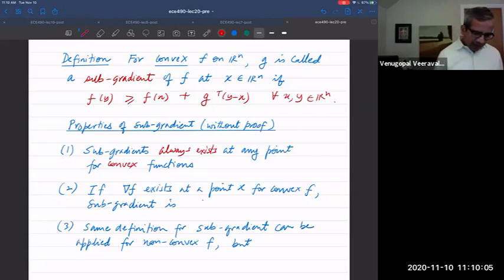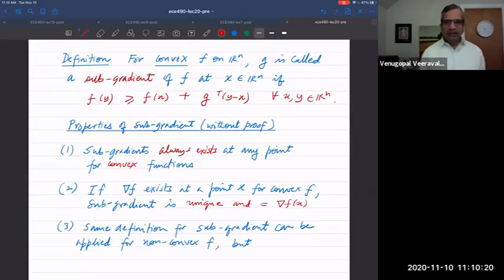Now, if the gradient exists at some point for a convex f, then the subgradient is unique. There's only one subgradient for that point, and it equals the gradient. So if the gradient exists, then the subgradient is the same as the gradient.